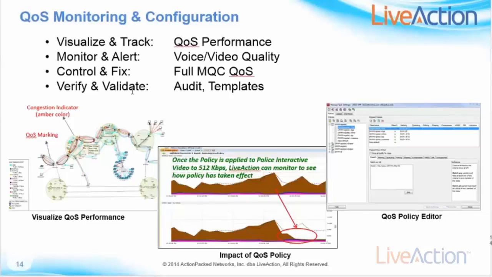And then we provide other monitoring and alerting functionality to enable proactive notification of potential issues, especially for voice and video applications. And then we have this fully graphical configurator that allows you to modify QoS policy on the fly and then instantly validate those changes. And with a click of a button, you can create a QoS audit report that looks at every QoS policy on your network and tells you if there are any misconfigurations or issues with them.